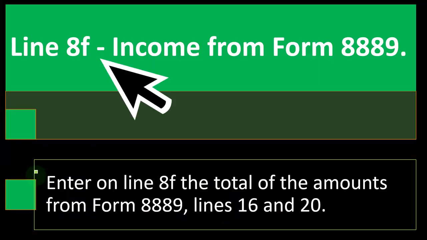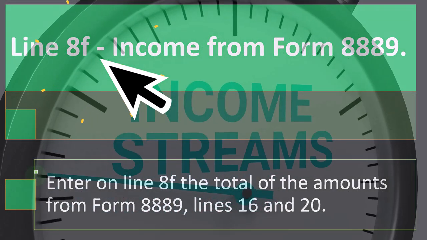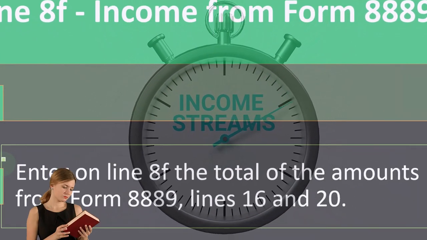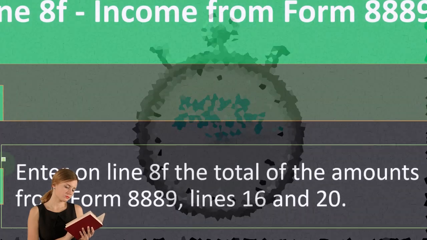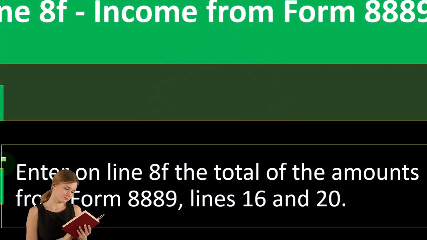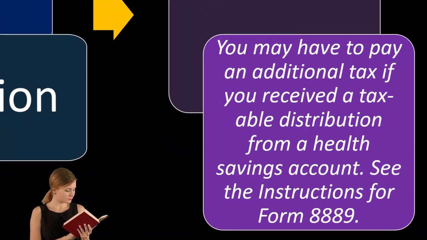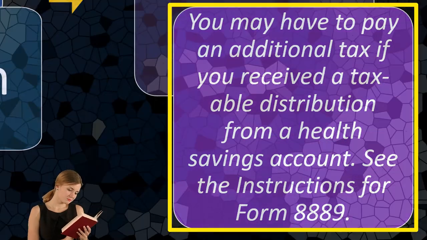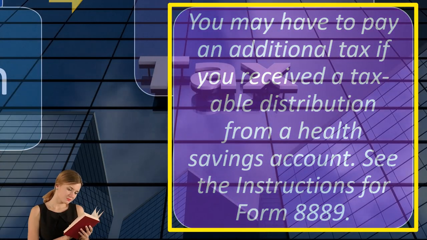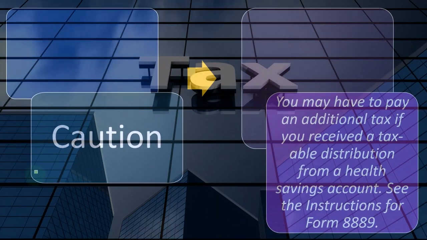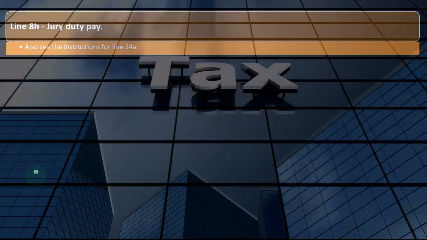Line 8F, income from form 8889. Enter on line 8F the total of the amounts from form 8889, line 19 to 20. Again, we might be able to look at the instructions of form 8889 if you want to dive down on that more. Caution: you may have to pay an additional tax if you received a taxable distribution from a health savings account. You can see the instructions for form 8889 for more detail there.